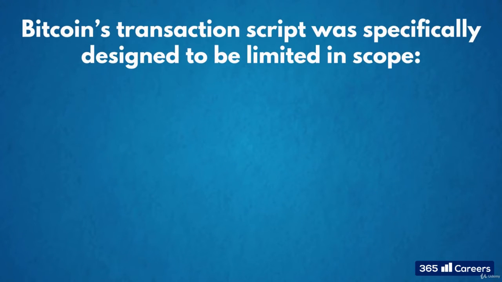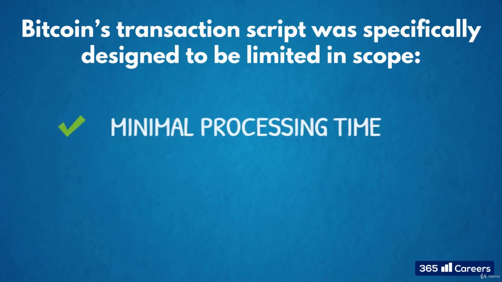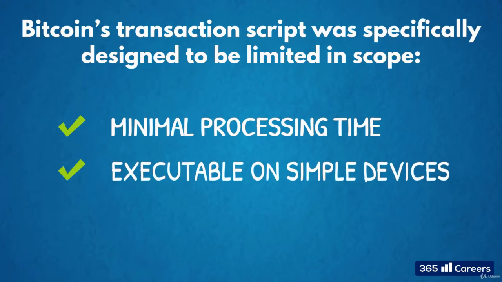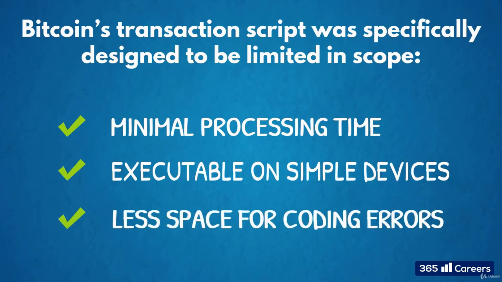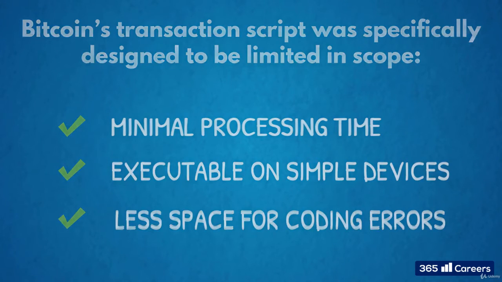Bitcoin's transaction script was specifically designed to be limited in scope in order to require minimal processing and to be executable even on very simple devices. Its limited scope also enhances security because this leaves less space for coding errors. As you can imagine, any errors in a system which processes money transfers can be quite costly.